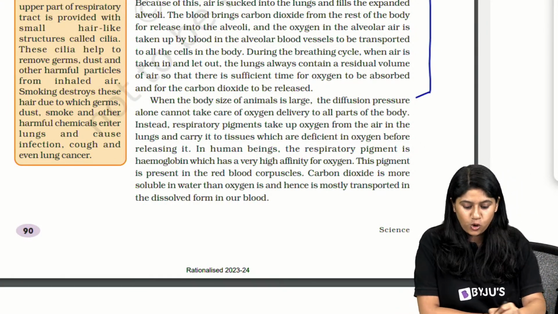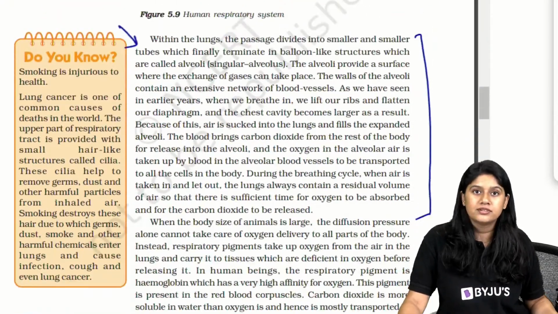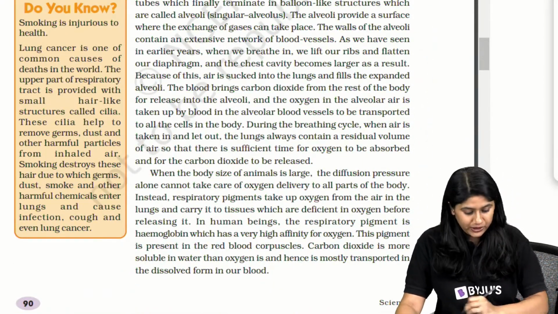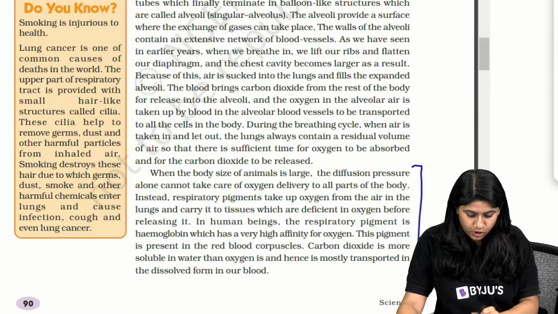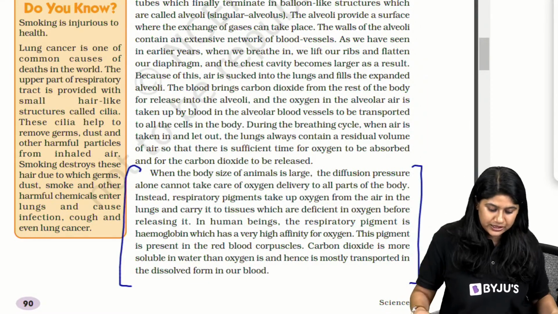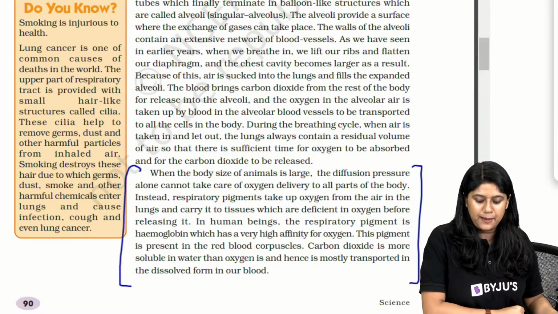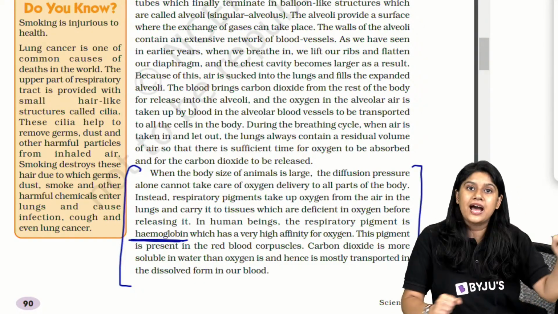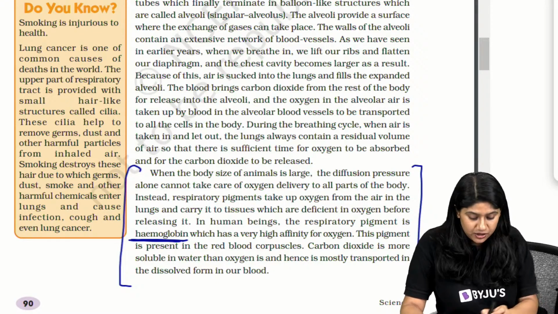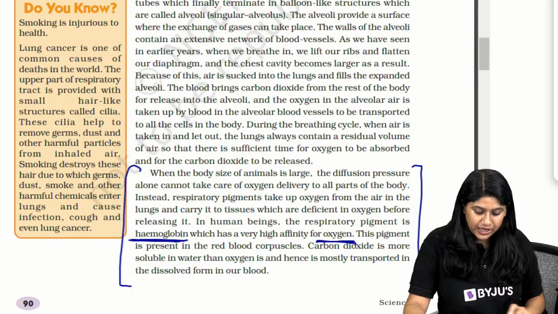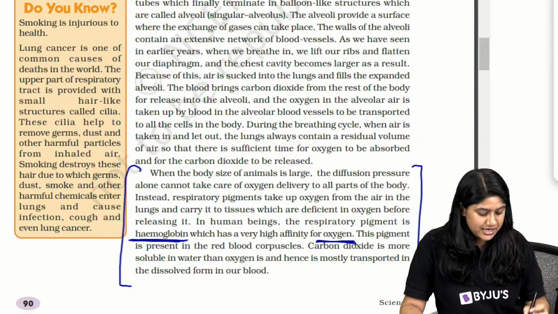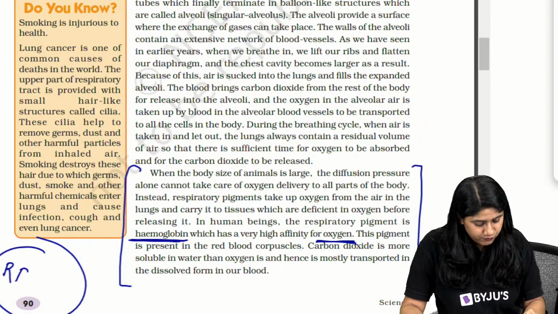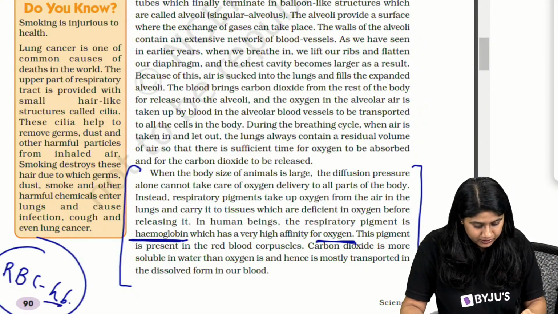Then this whole paragraph, everyone, talks about the mechanism, and this particular part talks about how the exchange is happening. That talks about the hemoglobin, and how it has more affinity towards oxygen. It is present inside the red blood cells. Inside the red blood cells, what do we have? We have the hemoglobin.